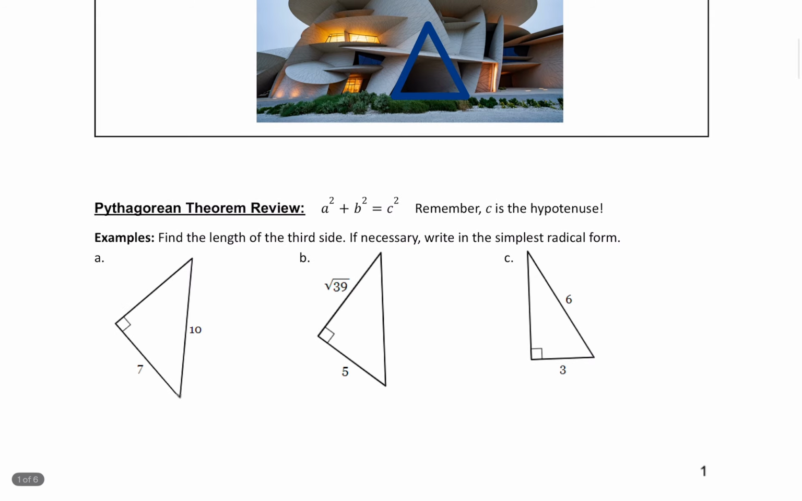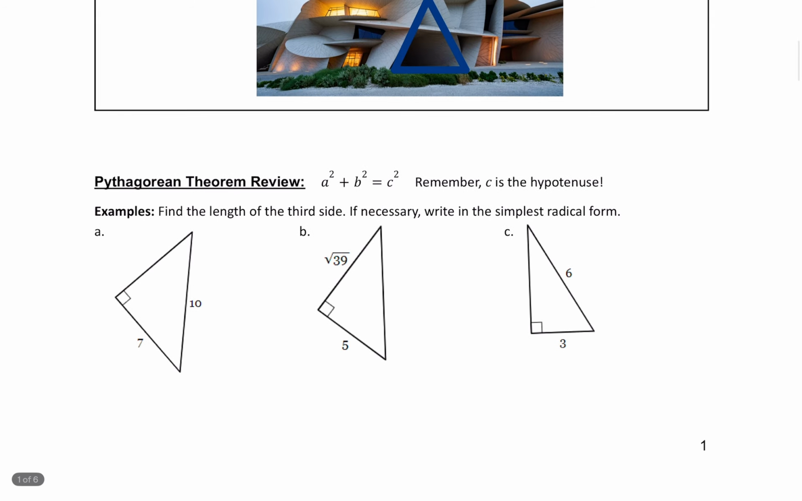So before we get going on the trig, we're going to do just a quick little review on the Pythagorean theorem. Okay. Pythagorean theorem is a squared plus b squared equals c squared. Remember, c is always the hypotenuse. So looking at example A, I know that my hypotenuse is always straight across from my 90-degree angle, or it's always the longest side. So I can say that 10 is my C in this case.